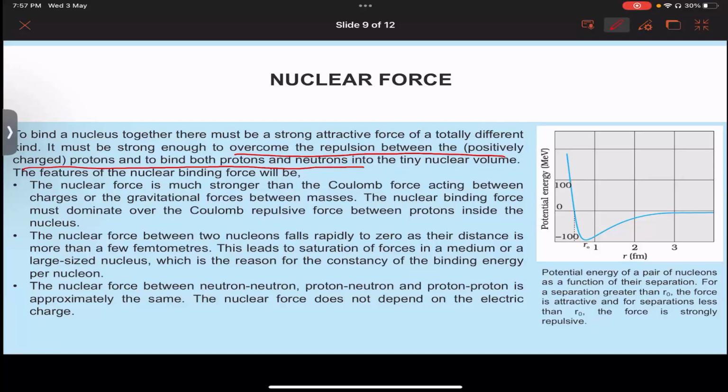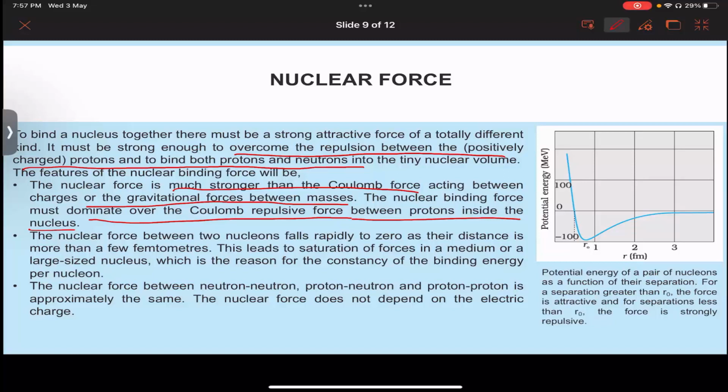So then the nuclear binding force will have some features. Okay, it is actually much stronger than the Coulomb force between charges, or the gravitational force between masses. So actually the nuclear force is the strongest force that is there in nature. So the nuclear binding force will dominate over the Coulomb repulsive force between the protons inside the nucleus. Okay, so obviously all the positively charged protons are packed together, so you can expect some repulsion from the like charges of the protons, but the nuclear force of attraction is stronger than this repulsive force.